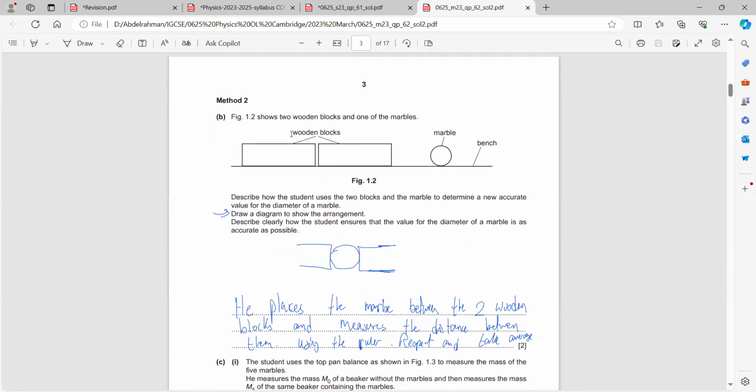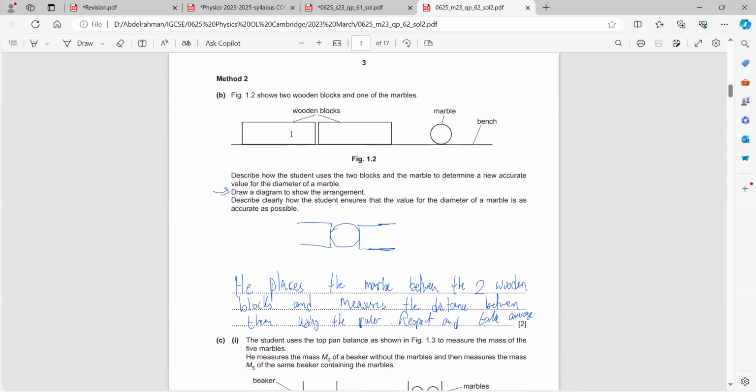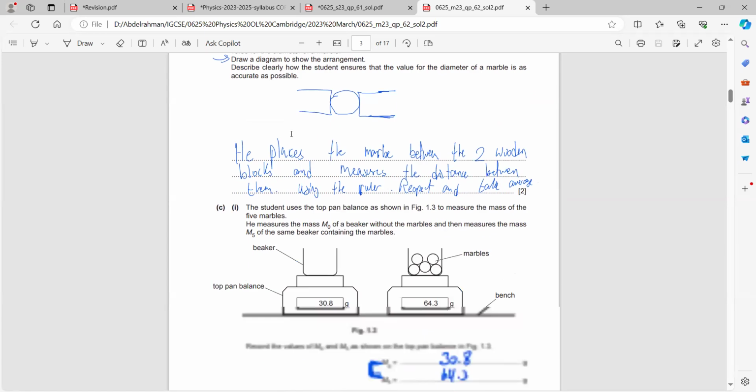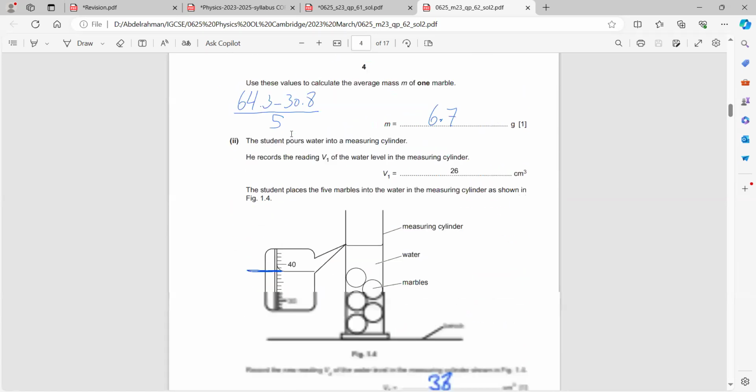Again, how to actually measure the diameter of the marble, we use the wooden blocks, and this is one of the more popular questions. It's a very popular question, how to measure the diameter of a marble, how to measure the diameter of a sphere. Using 2 wooden blocks, you push in the 2 wooden blocks, you have the marble in the middle, and you measure the distance between the 2 edges of the blocks. This was quite easy.